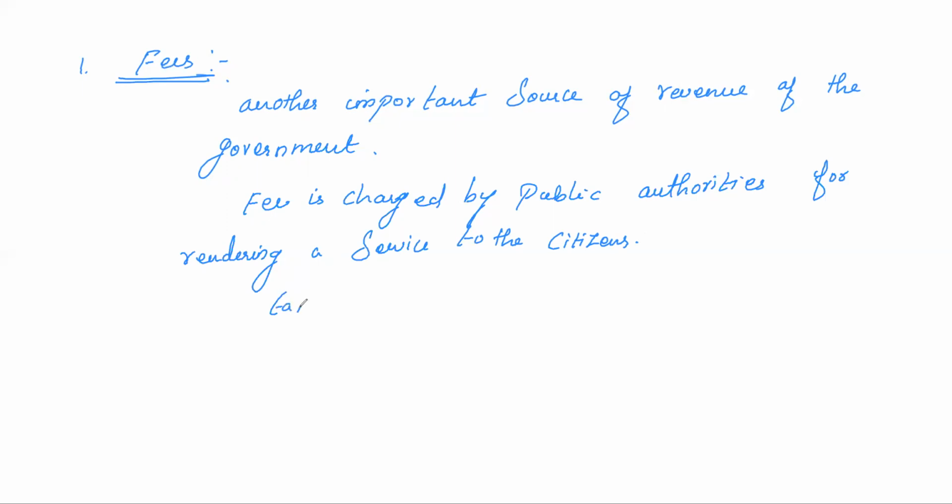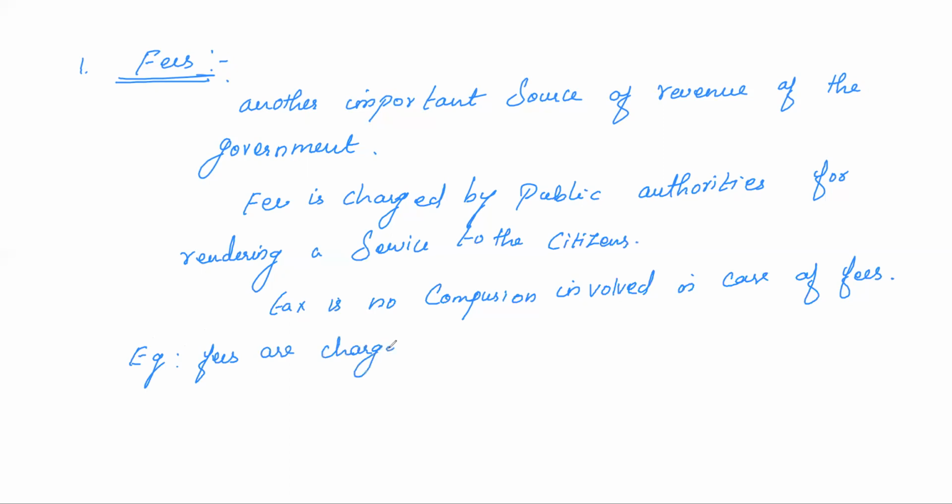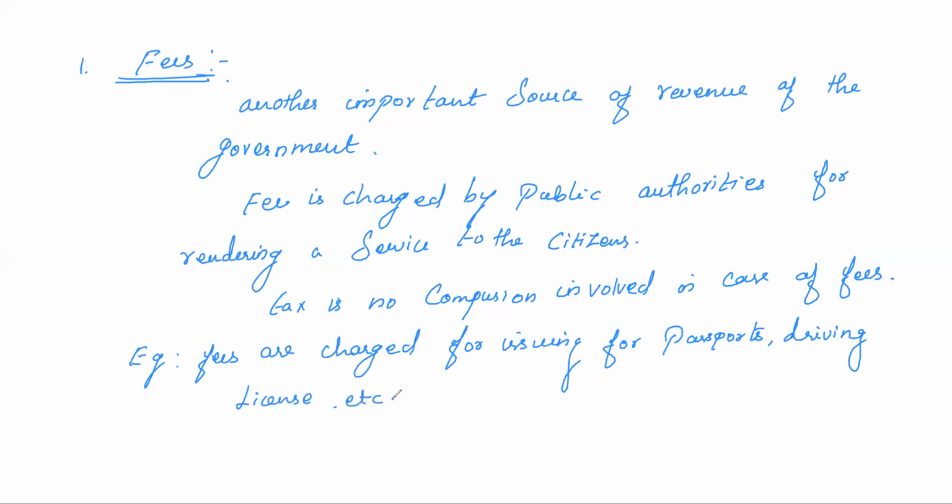Next, unlike tax, there is no compulsion involved in case of fees. So the government provides certain services and charges certain fees for them. For example, fees are charged for issuing passports, driving license, etc. Okay, that's all.